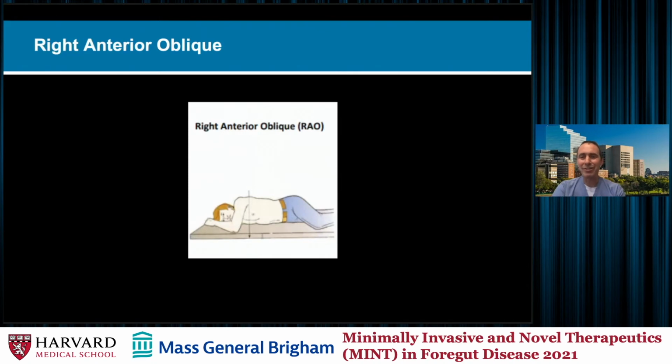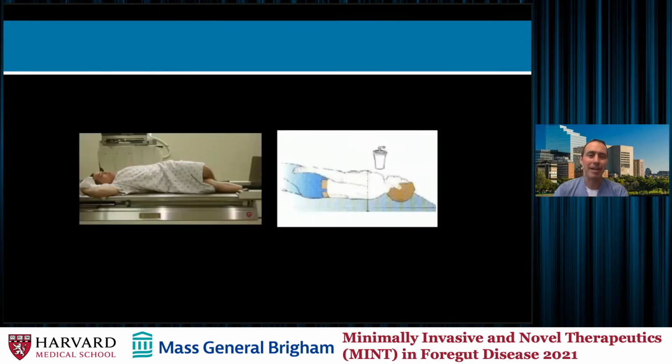Oh, I did this one. Right anterior oblique. See, I will do all of them. Are you ready? Here are 10 more. No, I'm kidding.